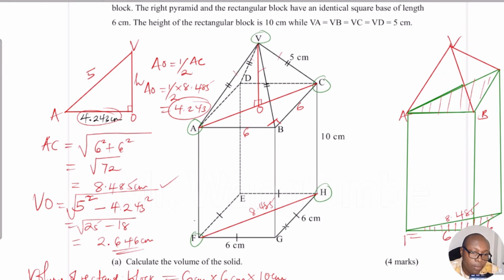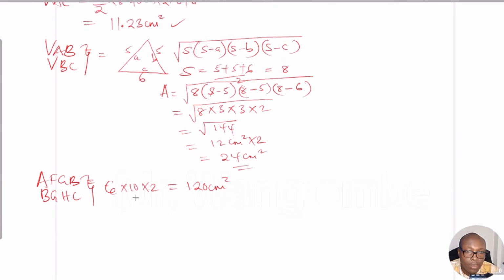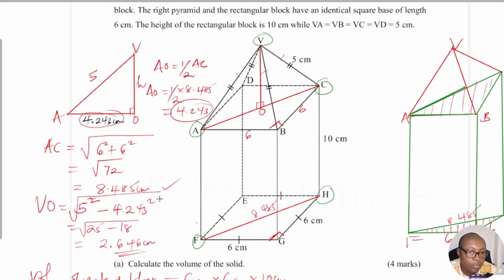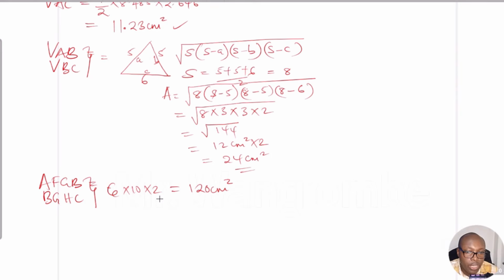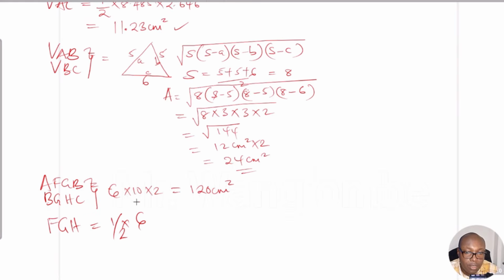So that is why I've indicated this one as 8.485, the same. And it is right angled at this point, so this is 90 degrees. That is why I'm using half times the base times the height. So let me write that face, the bottom. FGH will be given by a half times the base. The base is 6 and the height is 6. So 1 by 2, 3, so this will be 18 centimeters squared.